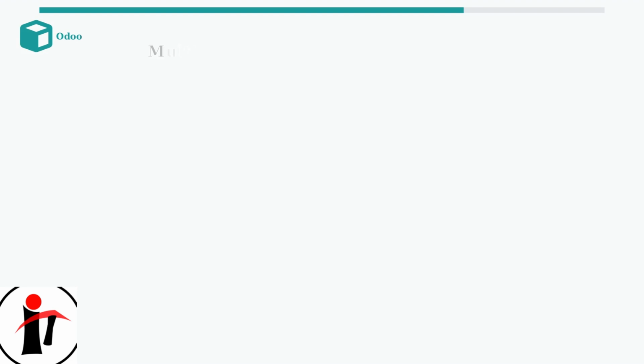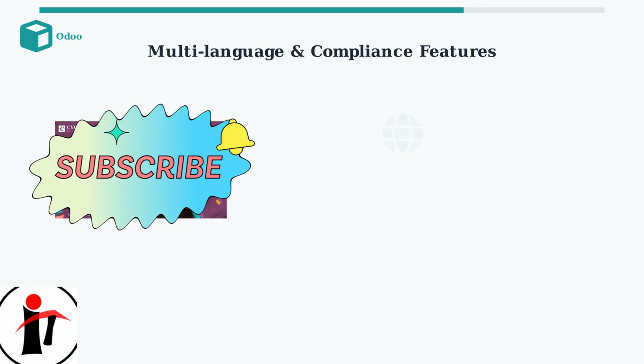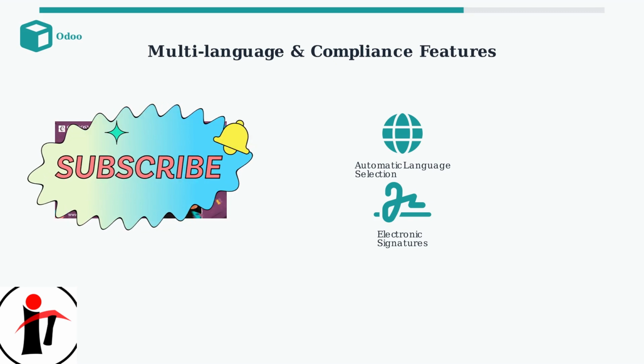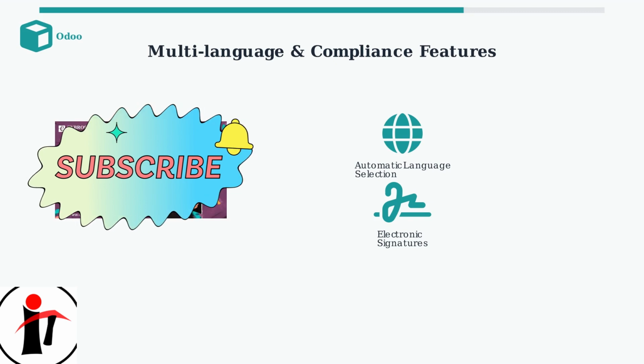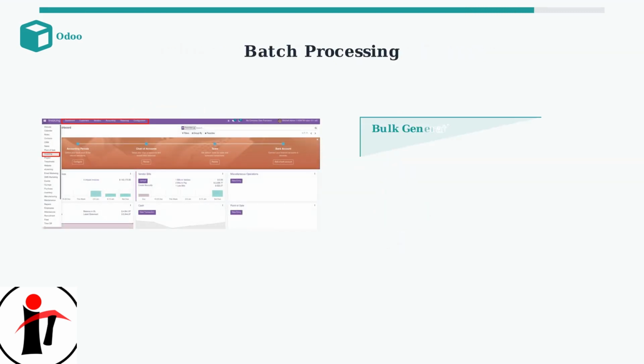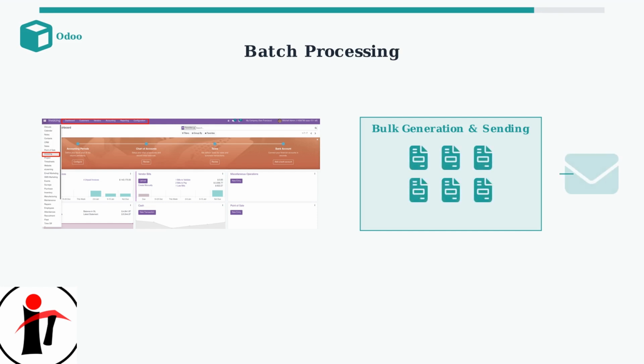Odoo automatically handles multi-language support, selecting the appropriate language based on each customer's preferences, and includes electronic signature integration for legal compliance. For businesses handling multiple invoices, Odoo offers powerful batch processing capabilities, allowing you to generate and send invoices in bulk, saving significant time and effort.